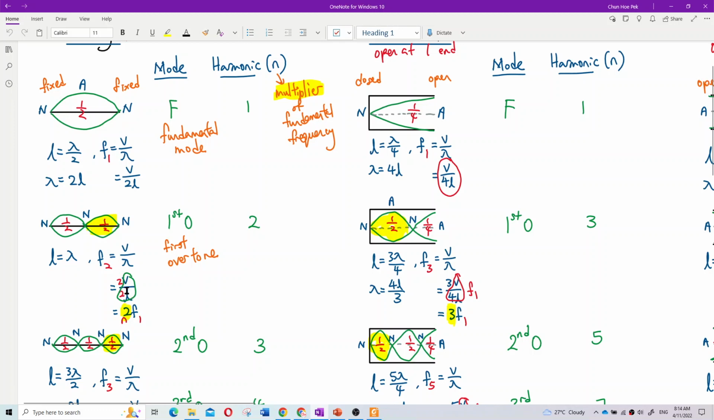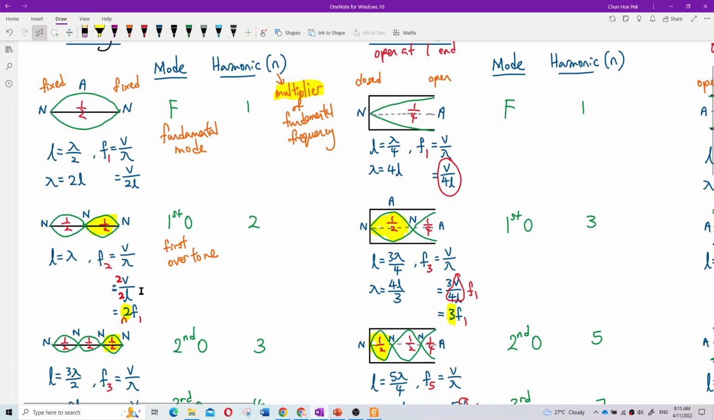Because we want to compare this one to the first one, so let's say I want to compare this frequency F2 with F1. Lambda we substitute with L, so we got v over L. I multiply 2 at the bottom, and at the top I also multiply 2. Understand? If I multiply 2 below, I also must multiply 2 above.